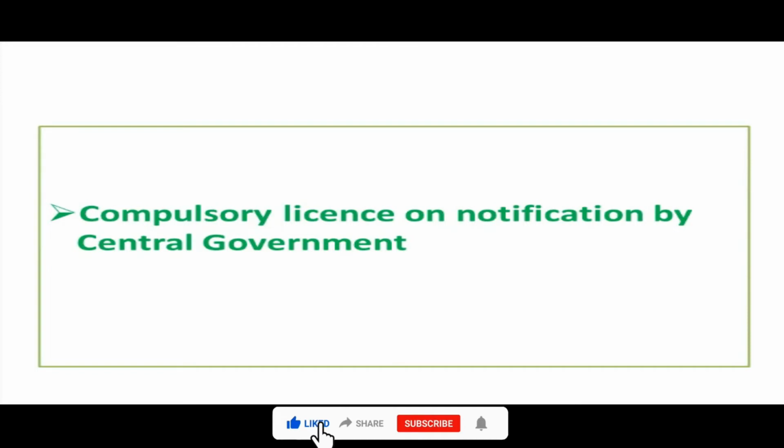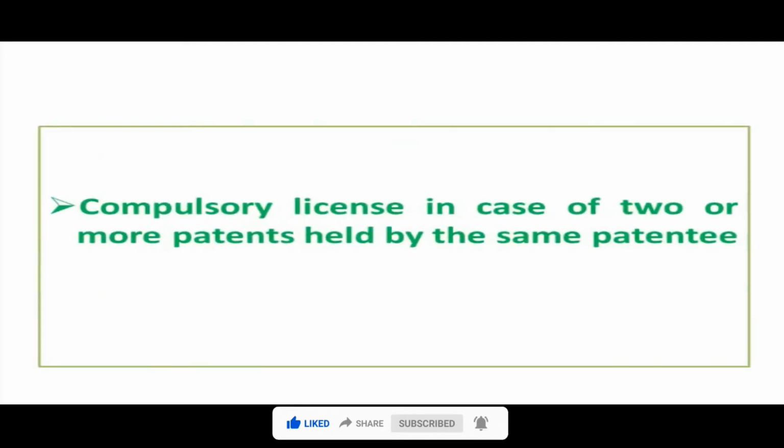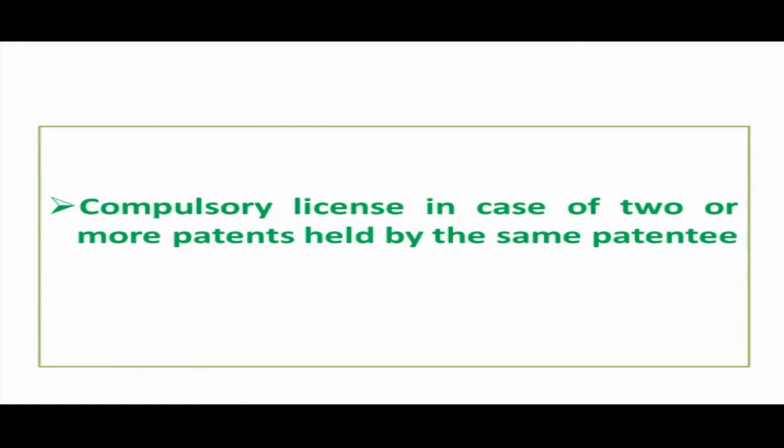And compulsory license could also be granted on notification by the central government. I'm just stating certain other possibilities. There are different provisions for that. And compulsory license, in case of two or more patents held by the same patentee, that can also be done.